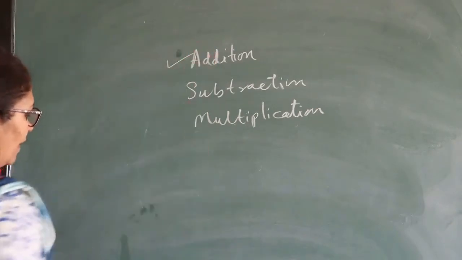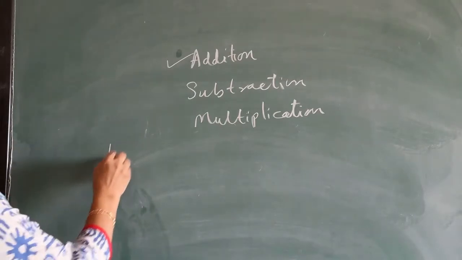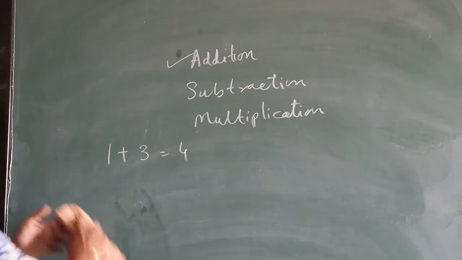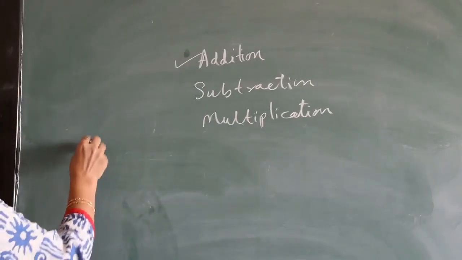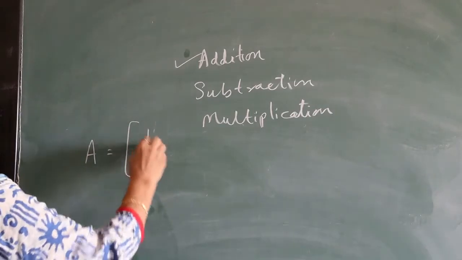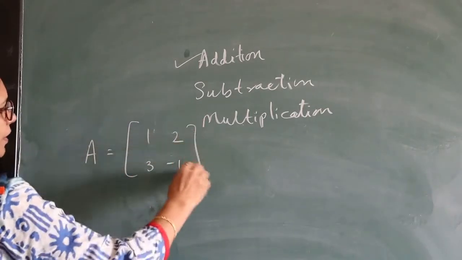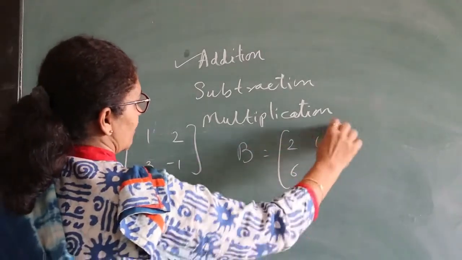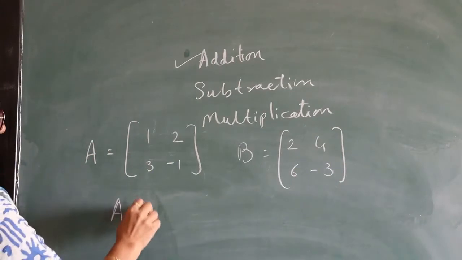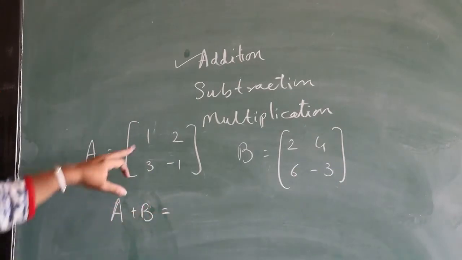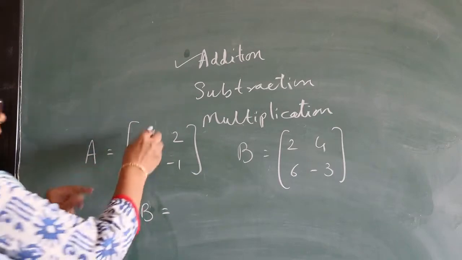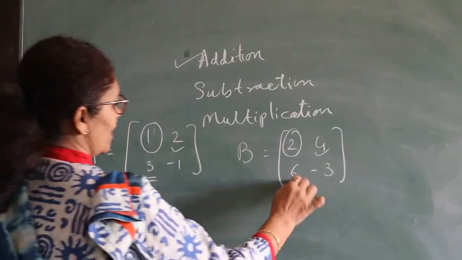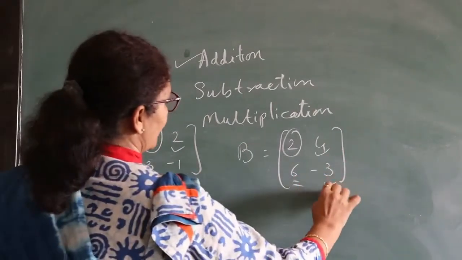Okay, first topic. One simple concept you already learned: 1 plus 3 is 4. We will follow the same concept in matrices, with only a little change. Suppose you are given a matrix A as 1 2 3 -1 and your matrix B is 2 4 6 -3. If I want to add these two matrices, we have to remember that the elements must be added in the same order. First element is added with first, second with second, third with third, and fourth with fourth.